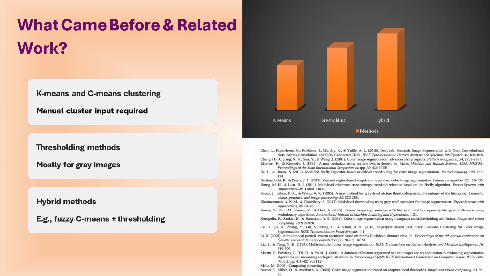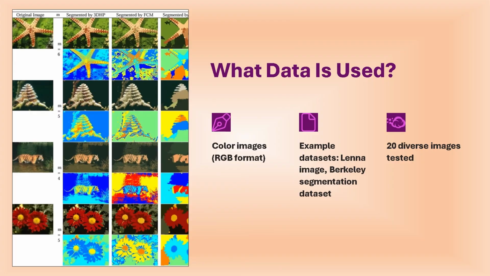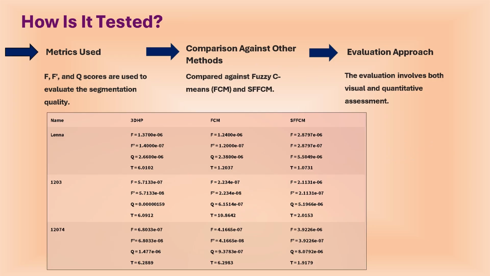What kind of data does this use? The method works with color images based on RGB values. Think of photos like the classic Lena image or images from the Berkeley segmentation dataset, which has 20 diverse pictures. These images vary in complexity, with different colors and textures, making them perfect for testing how well the algorithm handles real-world challenges. How is it tested?